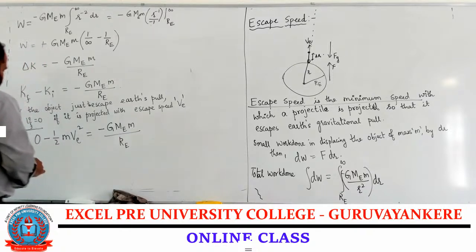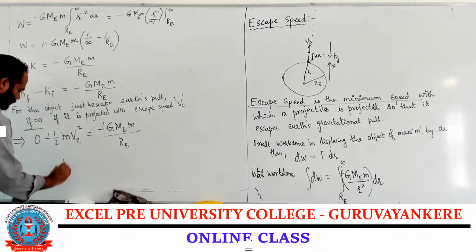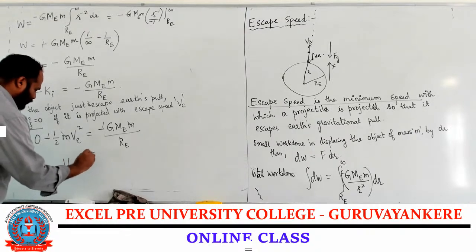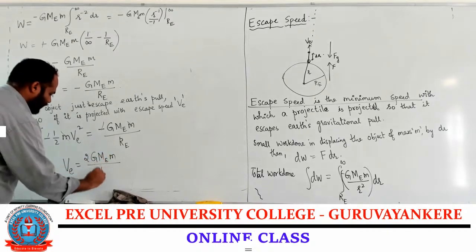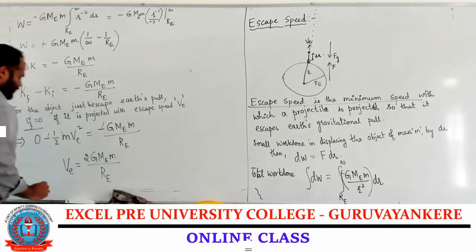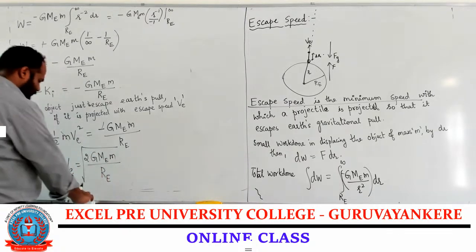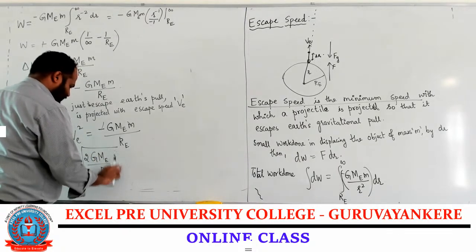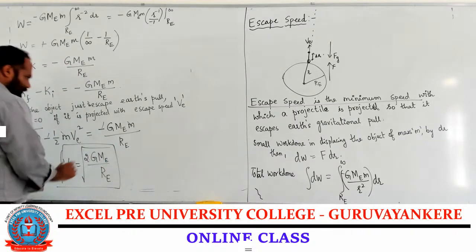Re. So here minus sign, m cancels off. Ve is equal to root 2 GMe by Re. Inside the root, this m is cancelled out. This m is not there. So this is an expression for escape velocity.